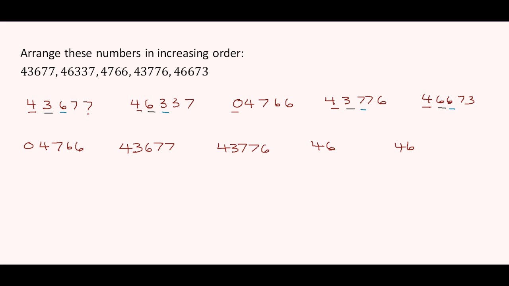Now we're left with the numbers that start with 46. The next digit is 3, and 3 is less than 6, so it's going to come first: 46337, then 46673. So this is how we write these numbers in increasing order.